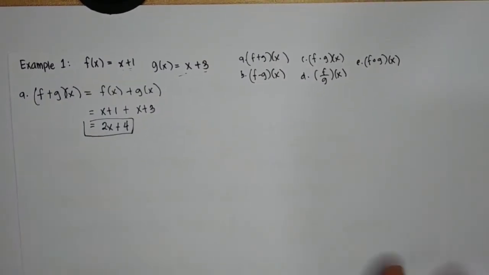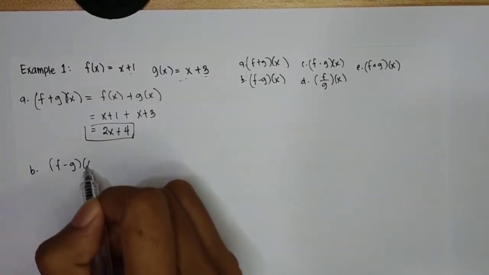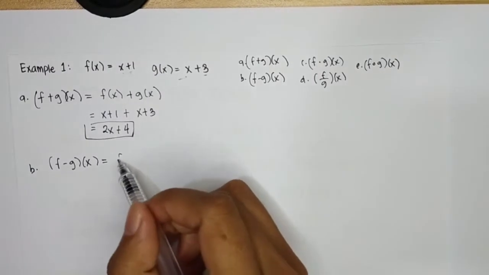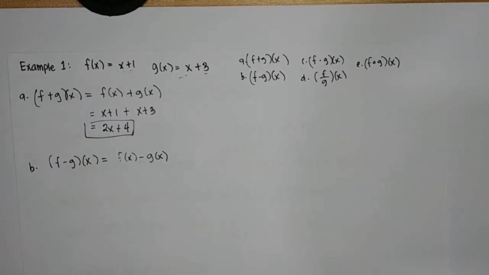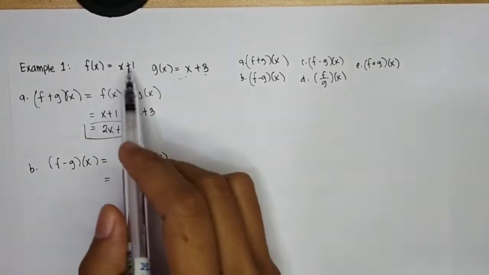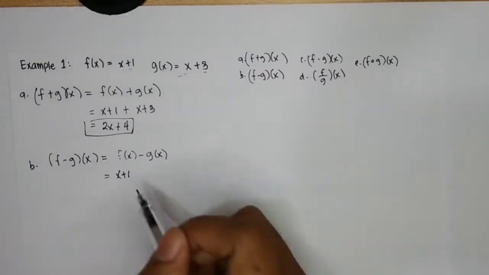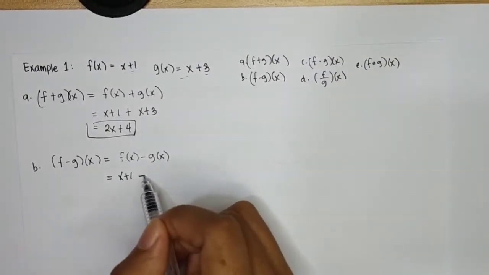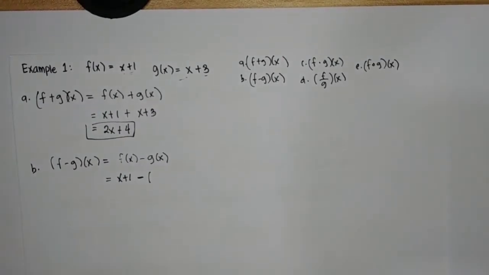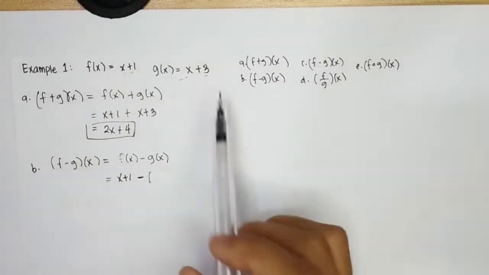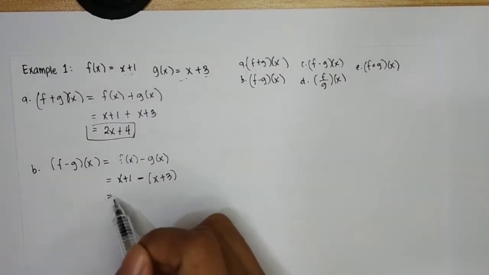Okay, let's proceed with the difference. We have f minus g of x equal to f of x minus g of x. Again, let's copy our first function, x plus 1, that is our f of x. Minus, and take note, we have subtraction here. So we should use parentheses so we don't get confused later on when distributing the sign. So we copy x plus 3.